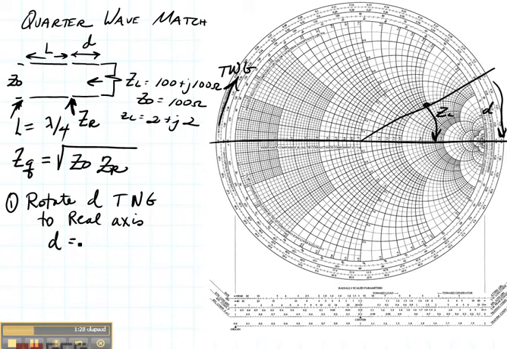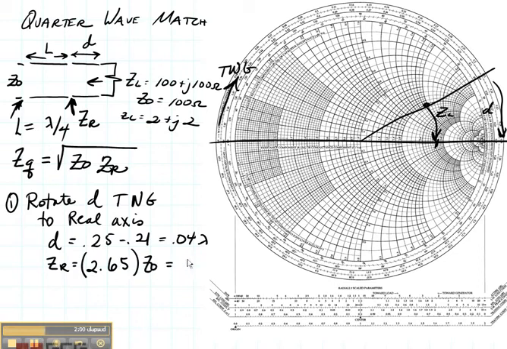So d is going to be 0.25 minus 0.21, or 0.04 wavelengths. So we define that distance d, and then we need to read off the real part, ZR. So let's read the normalized value. ZR right here is about 2.65. And then we need to denormalize it, so we're going to multiply that by Z0.